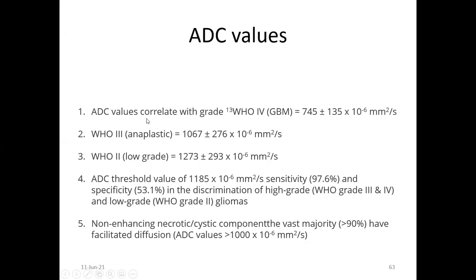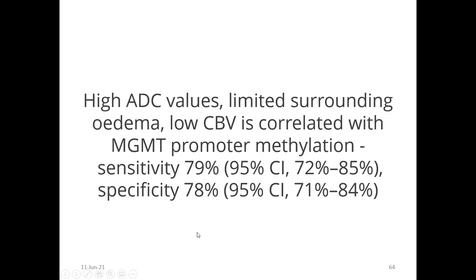If you see the ADC values in grade 4, grade 3 and grade 2, in grade 4 the ADC values are low, around 745, and in WHO grade 3 it is in between grade 2 and grade 4, and WHO grade 2 is high. So ADC values are a very good way to differentiate low grade gliomas from high grade gliomas. As I told before, the non-enhancing cystic component in the vast majority has facilitated diffusion, and ADC values are more than 1000.